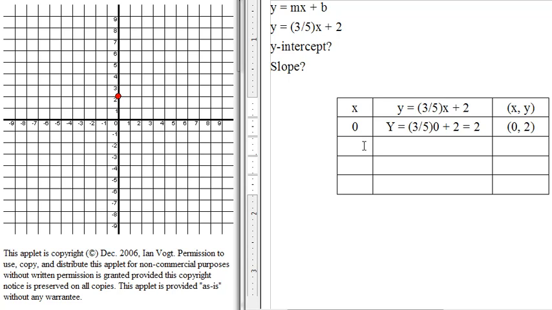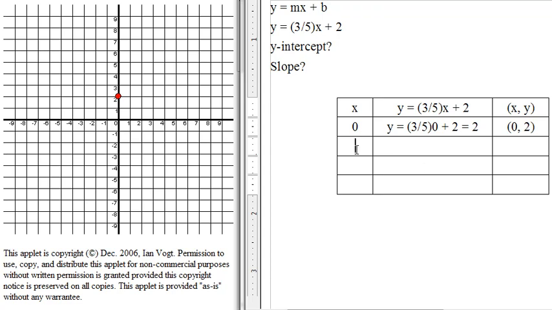I have to think about what other numbers I'd like to use for x. Now, since I have this funky fraction out in front of x, 3/5, I want to pick a value for x where I can take a fifth of it, right? So that makes sense. I wouldn't want to pick 1 because 3/5 of 1 is 3/5, and then I'd have fractions to graph, and who wants to graph fractions? I'd want to pick a multiple of 5 because I can take a fifth of 5, so I can take 3/5 of 5. Or 10, I can take a fifth of 10, so I can take 3/5 of 10.